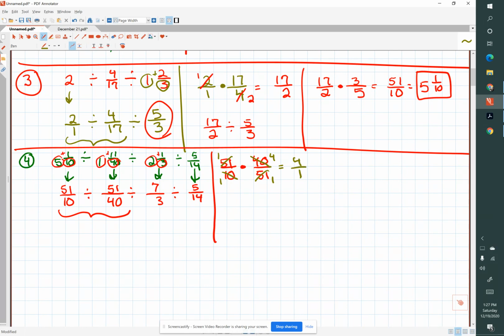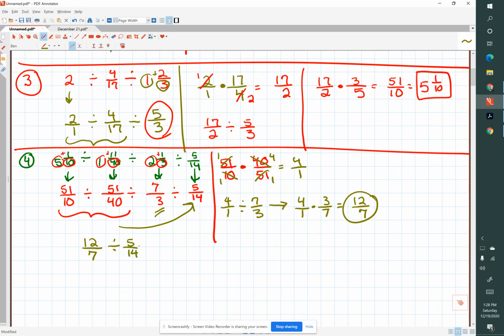But for now, I'm going to keep that as a fraction, so I can go ahead and divide that by 7/3. So I've got 4/1 divided by 7/3. When I rewrite that, I'll rewrite that as 4 over 1 times 3/7, and no simplifying can be done. 4 times 3 is 12, 7 times 1 is 7. So now I'm going to take this 12 over 7, and I need to divide that by the final number, which is 5 over 14.